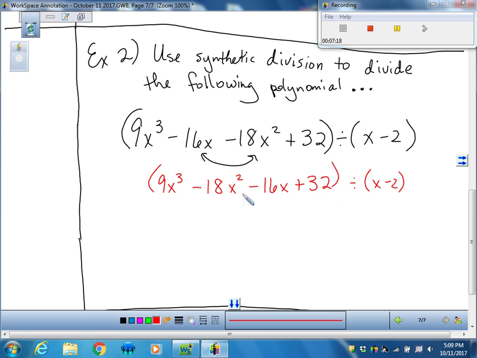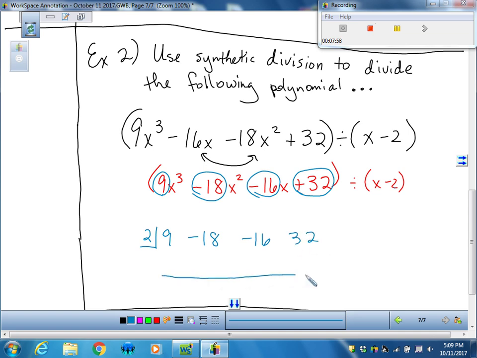Now that I've gotten it into descending order, and remember, the sign that's in front of it goes with it. So that minus went with the 18, that minus went with the 16. Now we're ready to set up the problem. So we're dividing by a positive 2. We are using 9, negative 18, negative 16, and 32. Draw my line, put my little marker for my remainder area, and we're ready to go.